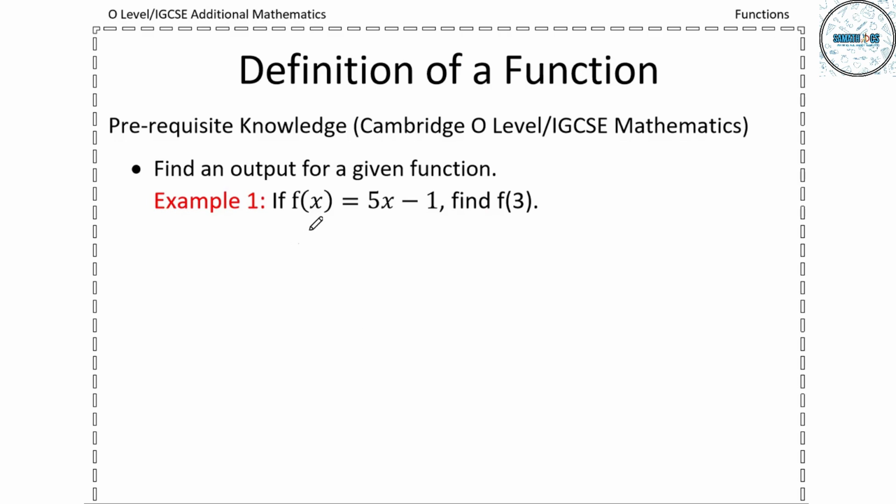If f of x is equal to 5x minus 1, find f of 3. It means we have to take the value of x as 3 and in place of x, we will substitute 3 and then we will simplify. So 5 3s are 15 and 15 minus 1 is 14.